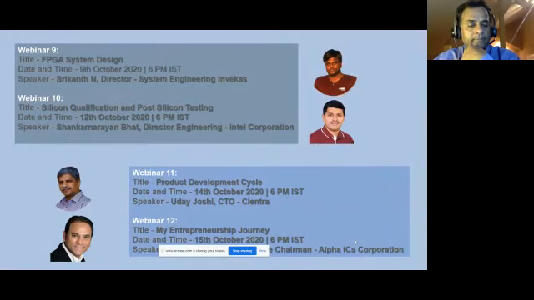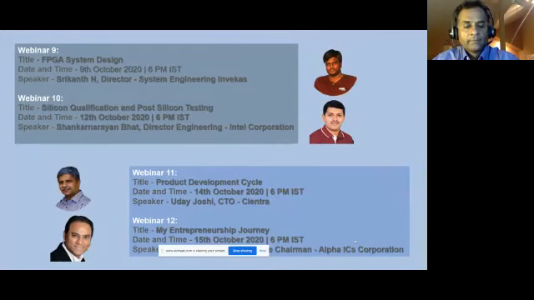And the next session on 9th of October, 6 p.m. India time again, is Srikanth Neelam. He's from Indicas, Hyderabad. He's going to talk about FPGA system design. What is the importance of prototyping? How can we prototype your design quickly before you make that design into the chip? He's going to talk about all those things.